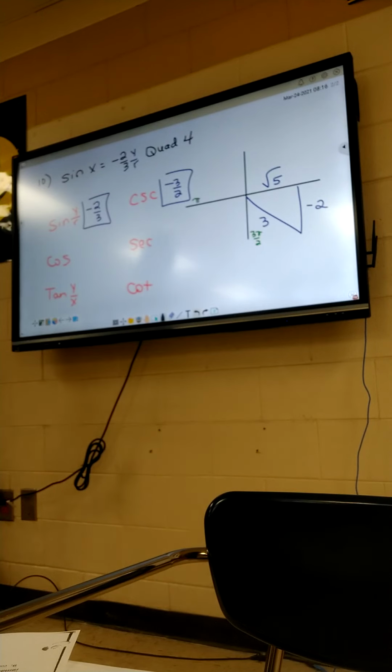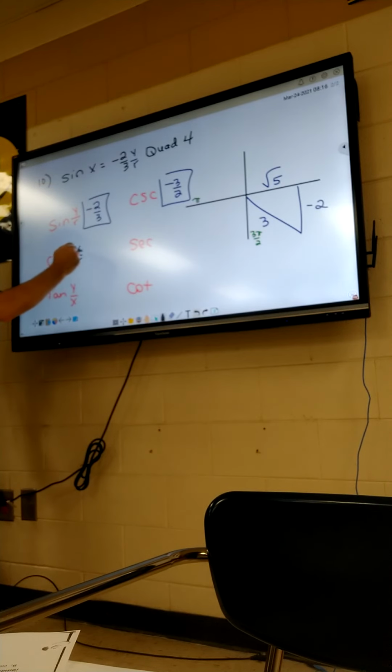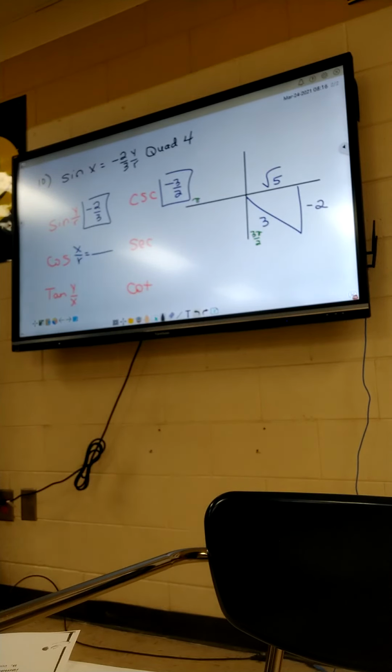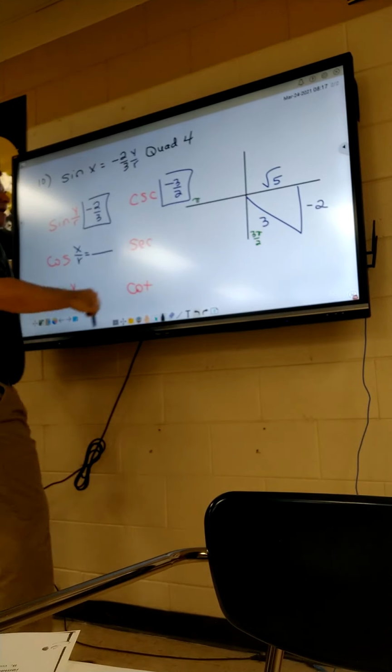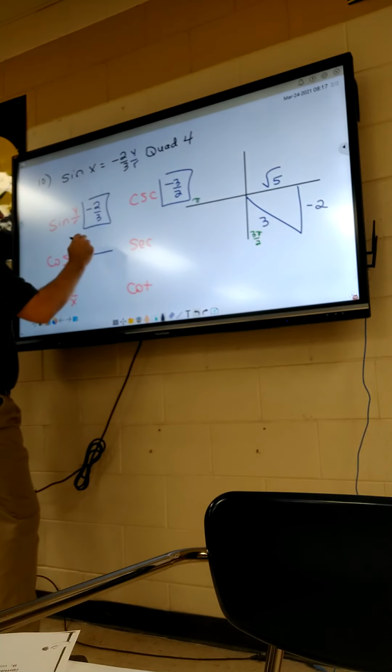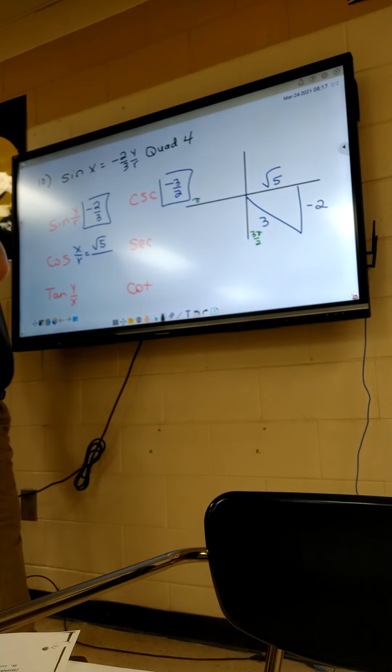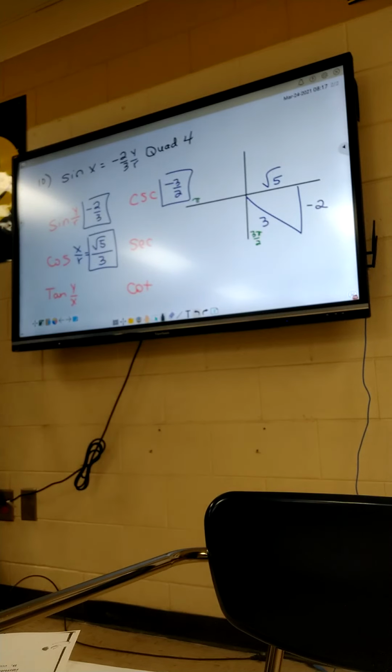All right, so next, cosine. You guys try to find cosine. Use 15 seconds. We know the formula is x over r. See if y'all can write down what that fraction is. All right, your x is root 5. Your radius is 3. All right, I got root 5 over 3. Everybody good on that? Mm-hmm.